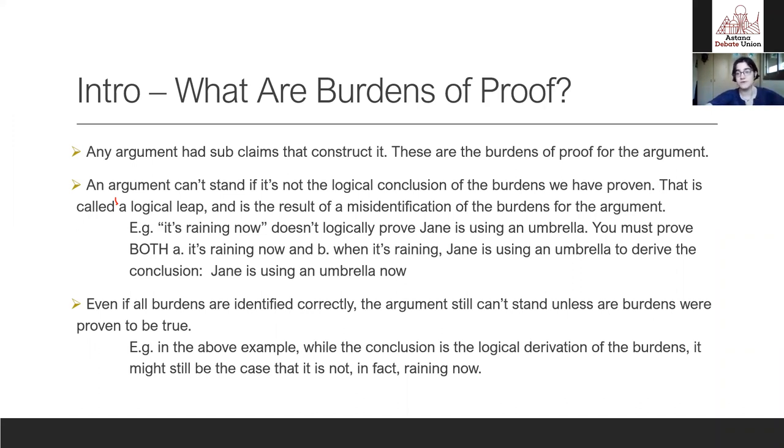The second criterion then is that the subclaims that make it are also true. So it has to also be raining now. So presumably now Jane is not wearing it, and you're not using an umbrella.